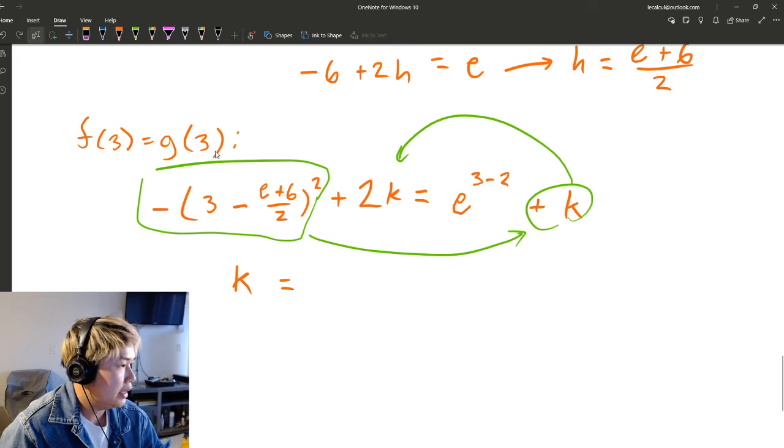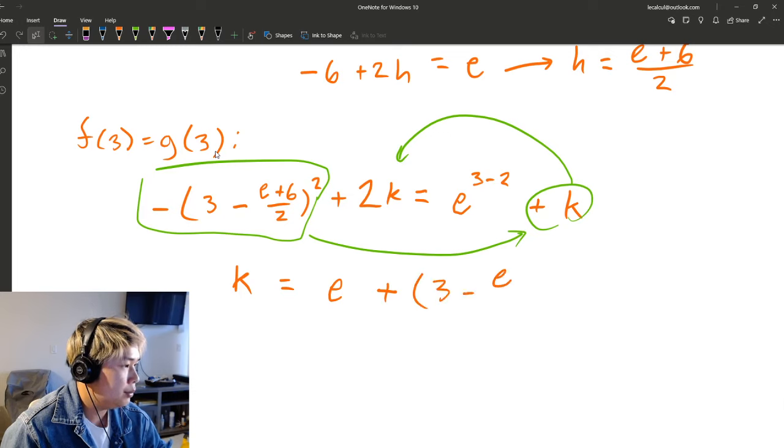And then, let's see, I have e right here. And then I'm going to have a plus 3 minus e plus 6 over 2 squared.